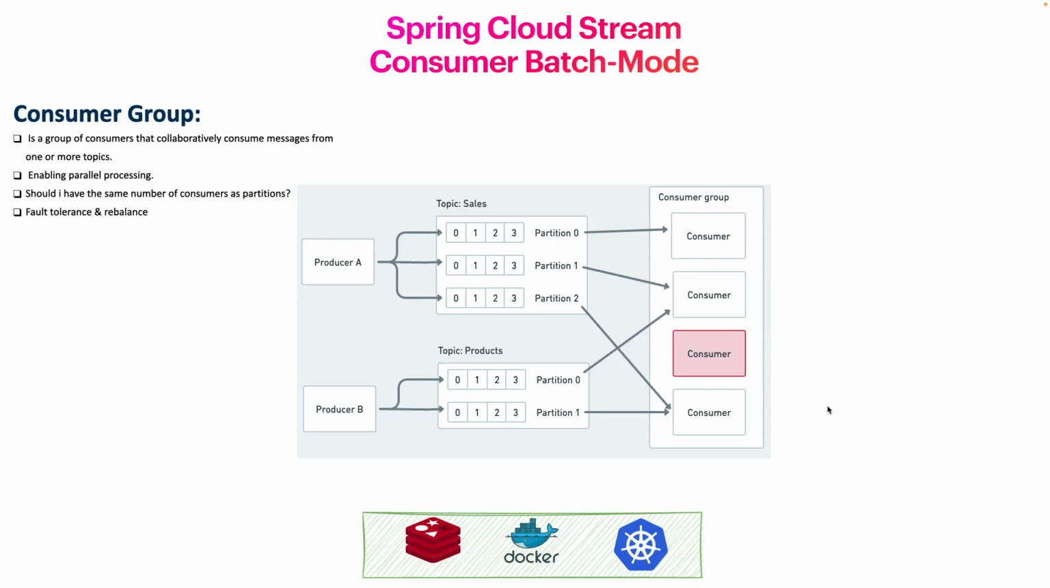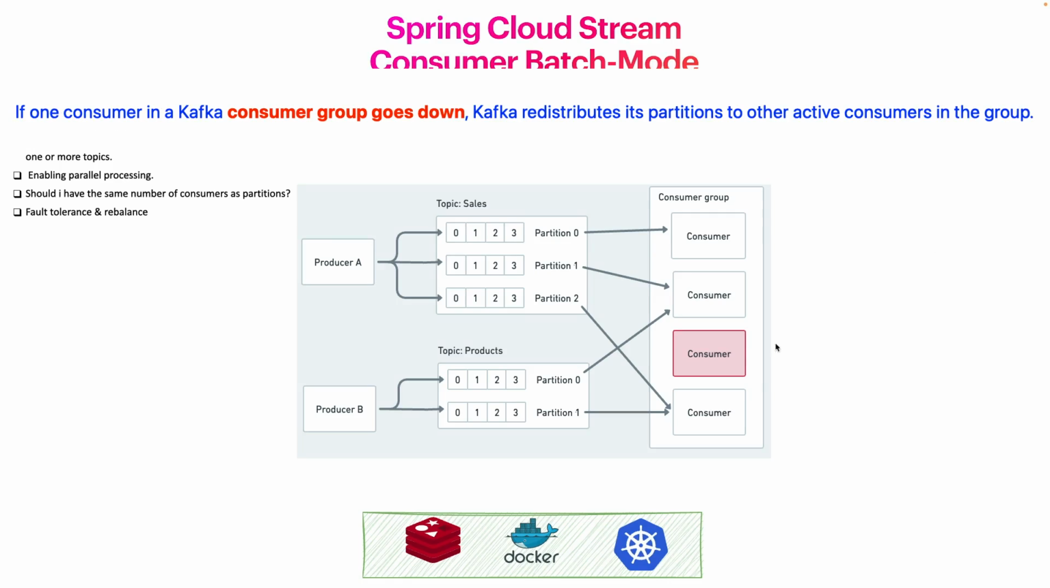Consumer group is also important because it allows fault tolerance and rebalance. As you can see, if a consumer goes down, Kafka will pass the partition that was assigned to that consumer to another consumer.